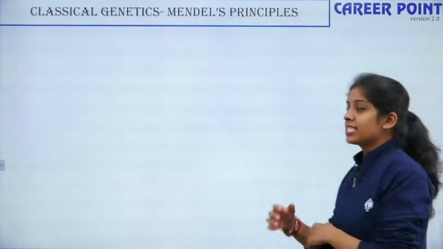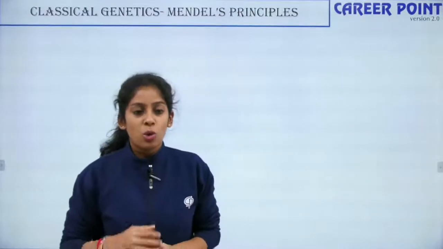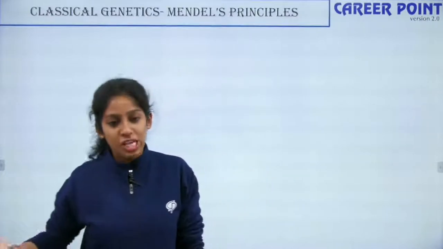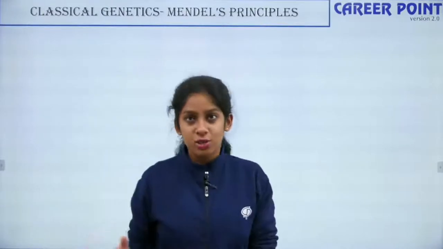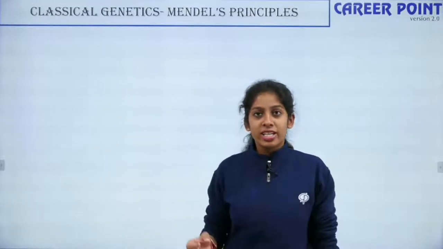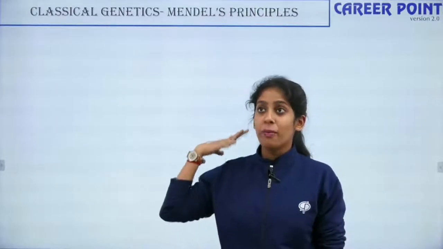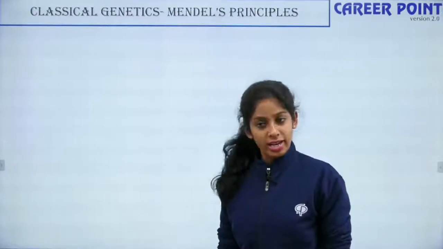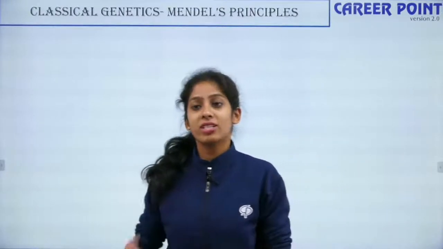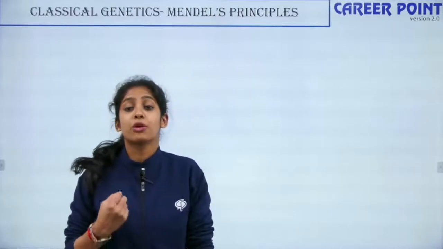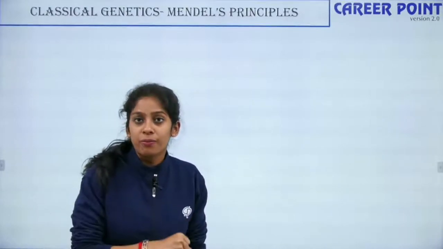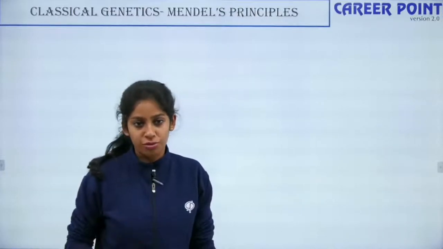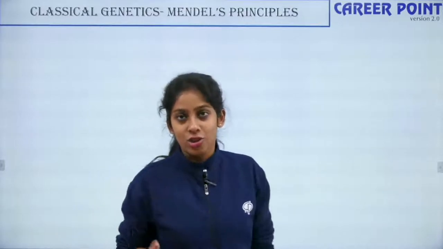Fine. So your genetics is divided into three basic types. One is classical genetics, the other one is molecular genetics, and the last one is population genetics. So classical means the old age, the ancient one. We call it Mendelian genetics, because Gregor Mendel in the 19th century came forward with the concept of gene. So it started from there: how the information is passed down from the parental generation to the offspring. That is classical genetics, all right?